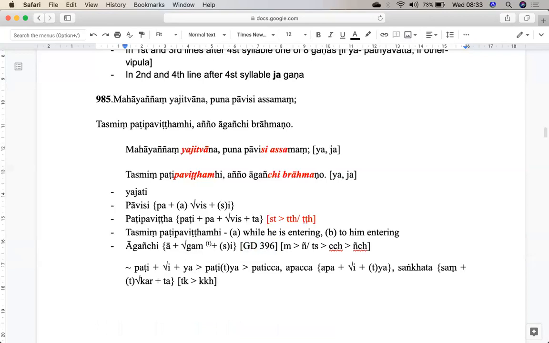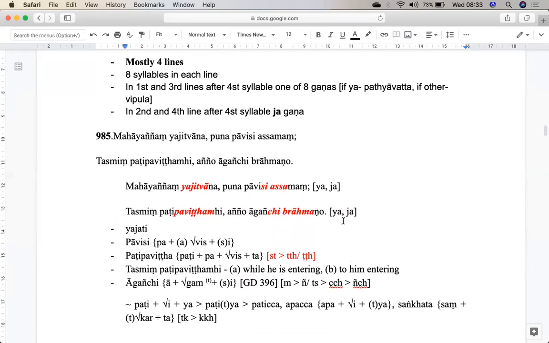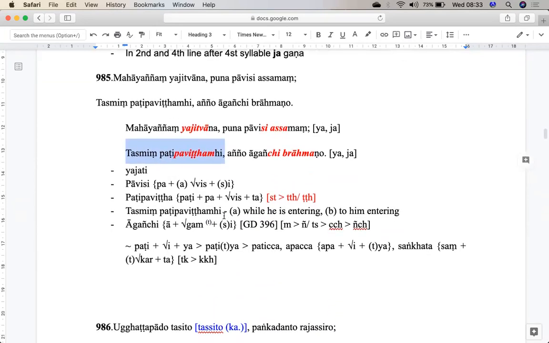Yes? Could you please go back to the Tasmin Pati Bawit Dami? Okay. Yes, so you explain it down here that we can translate it. We can consider it in two ways. So the first way is to see it as the locative absolute construction. And in that case, tasmin, that is the soul as a subject, and it's in the locative case, changing tasmin.